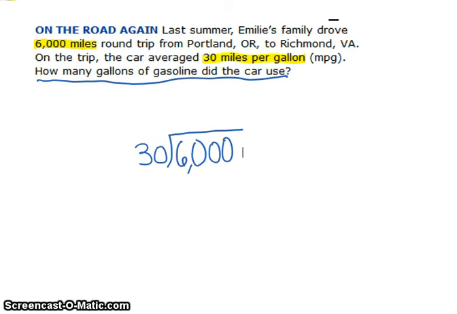Now, with your trained 5th grade eye, you should see a relationship between these numbers. Do you see a relationship at all between these numbers? You should see something, specifically with that 3 and specifically with that 6. Think of your multiplication facts. I'll give you a second to see if you can identify a relationship between those two numbers.